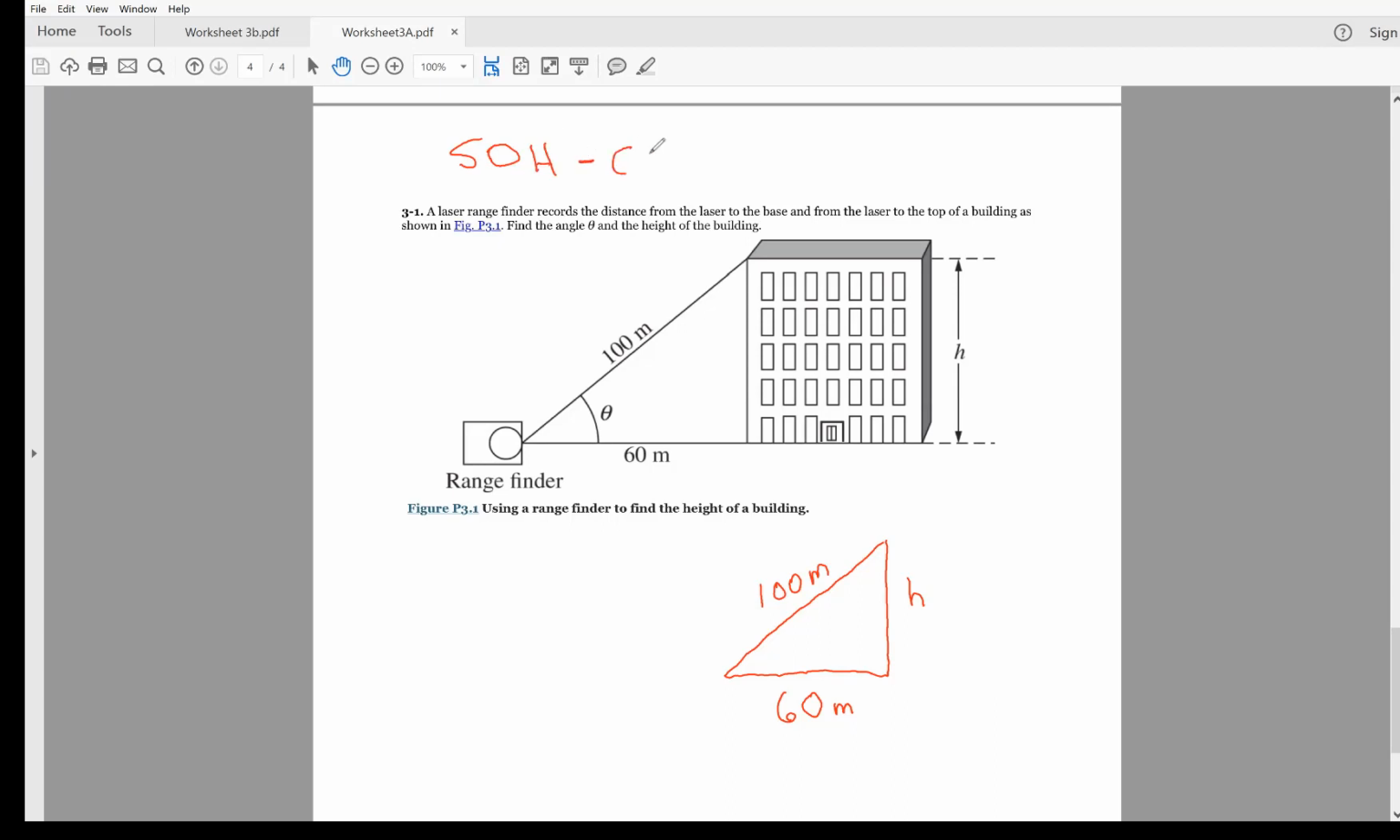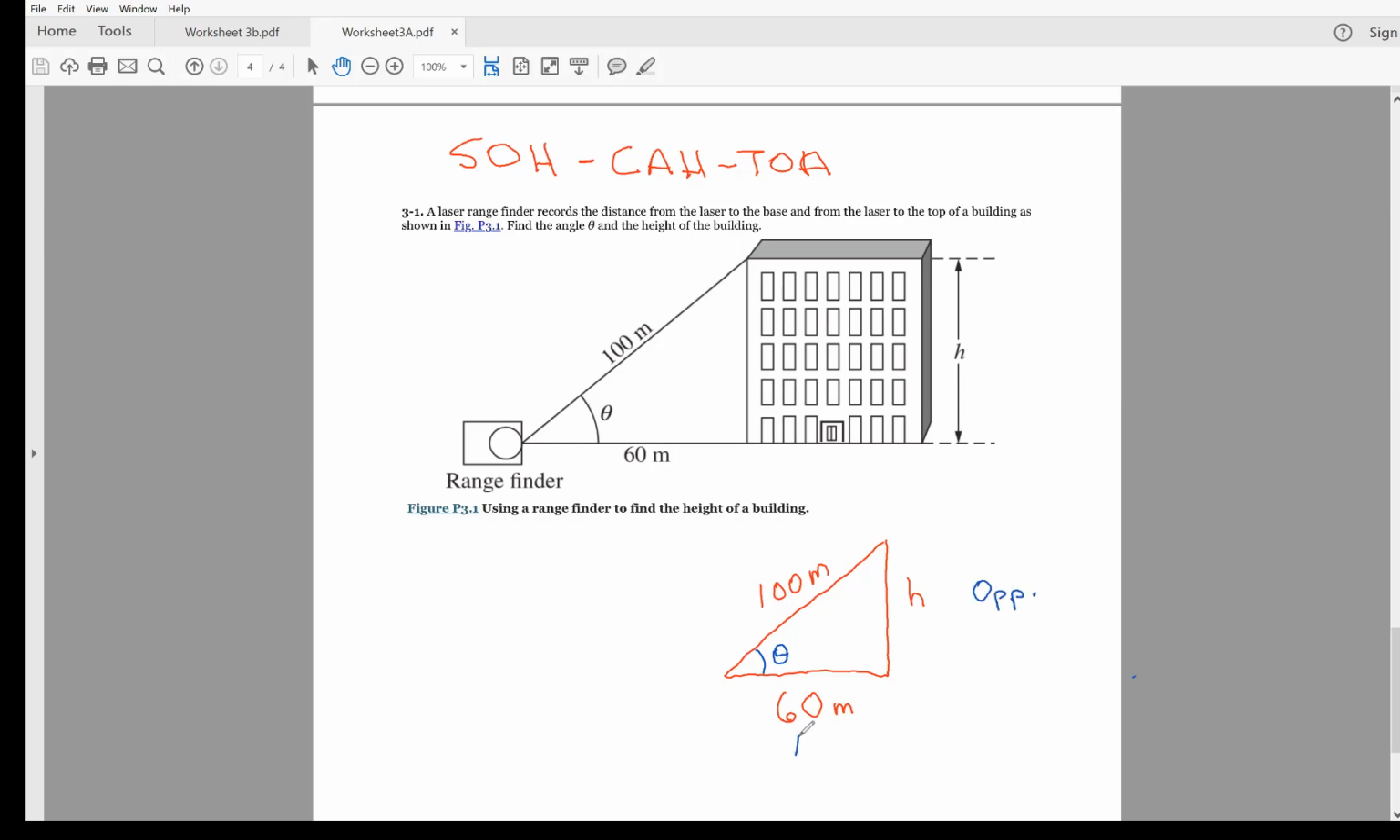SOH-CAH-TOA. What that means is that the sine is equal to the opposite over the hypotenuse, the cosine is equal to the adjacent over the hypotenuse, and the tangent is equal to the opposite over the adjacent. So if I call this my angle, then my opposite is here.